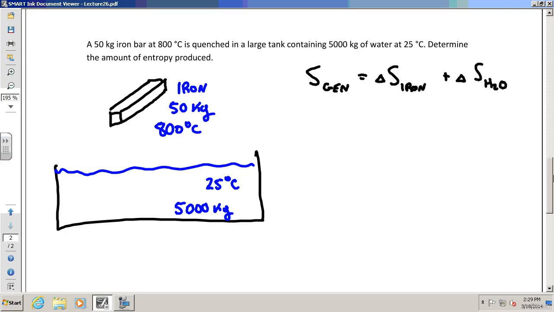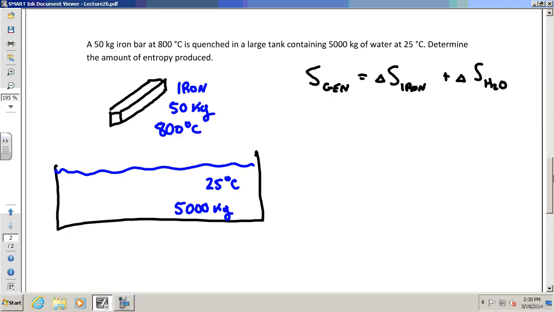Since the iron gets colder, the iron's going to cool off when it's quenched in the water. I'm going to assume, obviously, the iron temperature goes down. That's the whole point of quenching. That means that the entropy of iron will go down because the temperature of iron goes down. The water temperature will go up, because it will receive heat from the iron, and so the entropy of the water will go up.